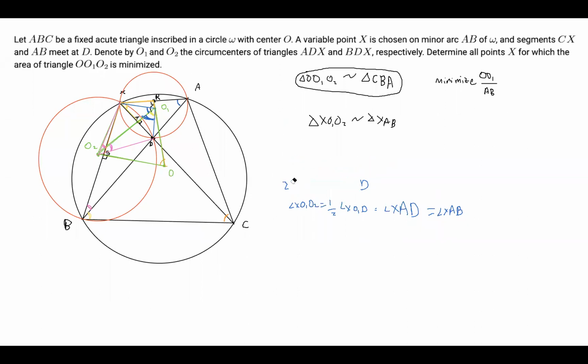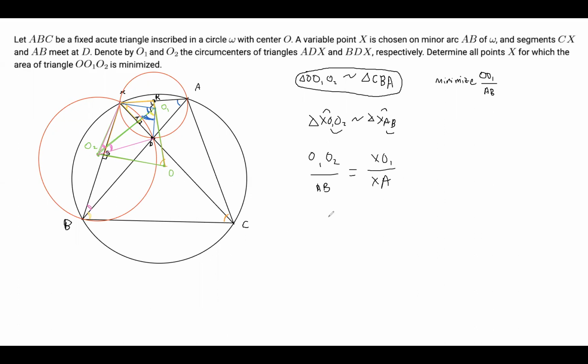So now we can realize that the similarity ratio of these two triangles is also O1O2 over AB, right? But because of this over that, we can also write it as XO1 over XA. And right, so XO1 over XA is the ratio we wish to minimize.